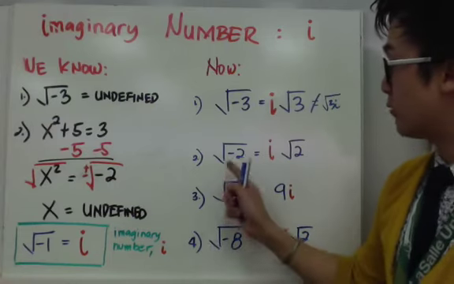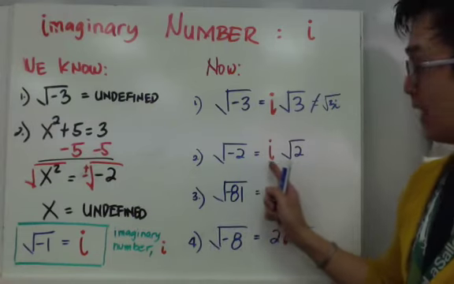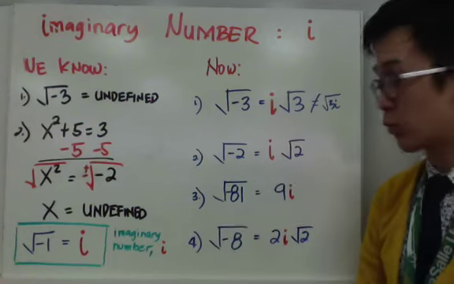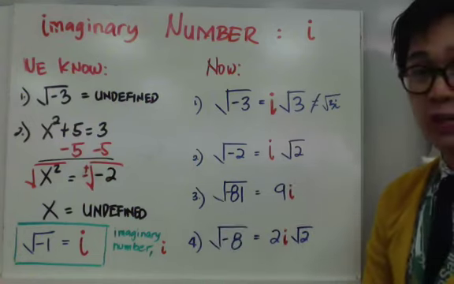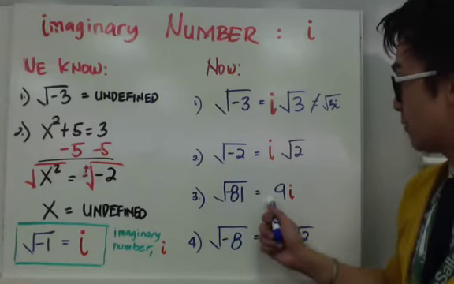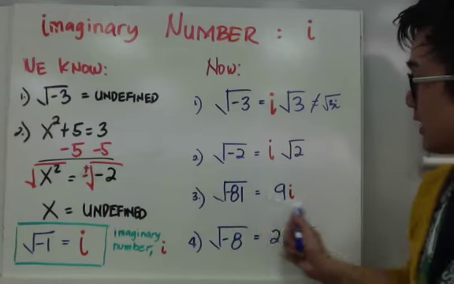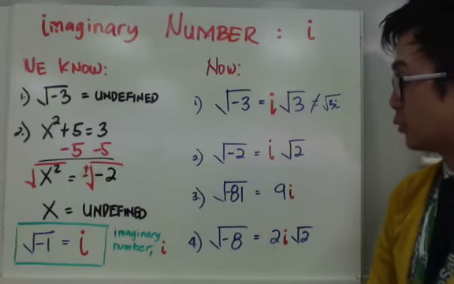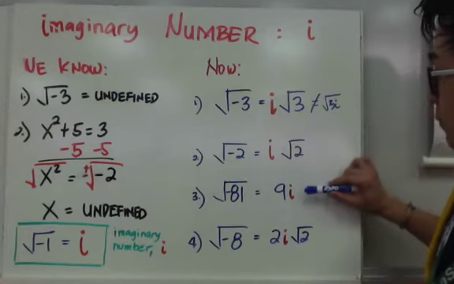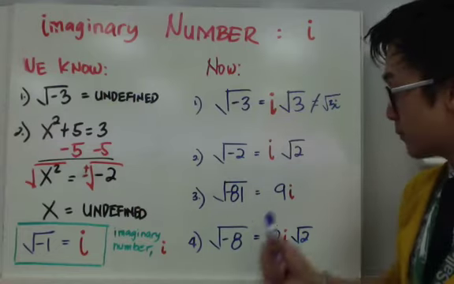So for number 2, I have square root of negative 2. I'm writing it as i square root of 2. But for number 3, since 81 is a perfect square, and I know that square root of 81 is 9, instead of writing i 9, I can write this as 9i because this is in standard form. So that's how I usually write my imaginary numbers for radical form and for a whole number.